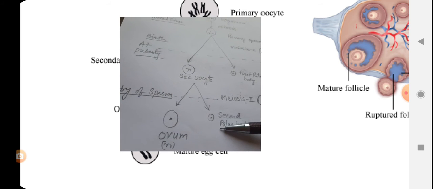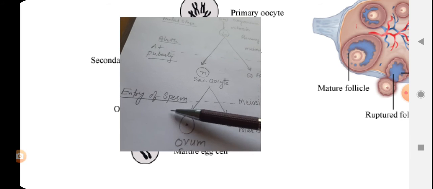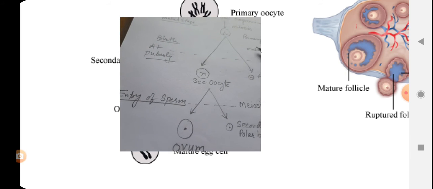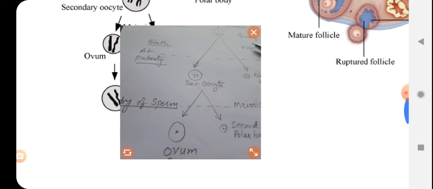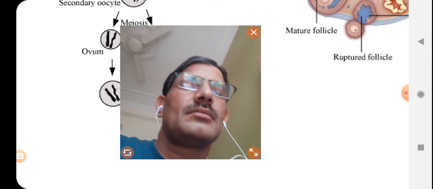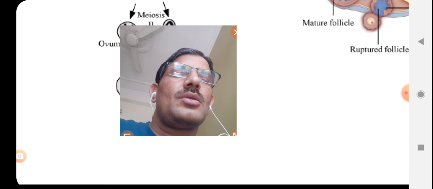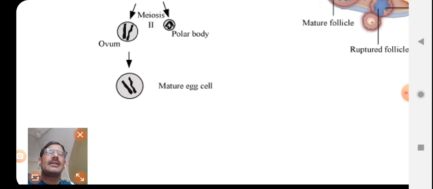Meiosis 2 also gets arrested, and it gets completed due to entry of sperm in the ovum, or the secondary oocyte. So during oogenesis also, see the text again.